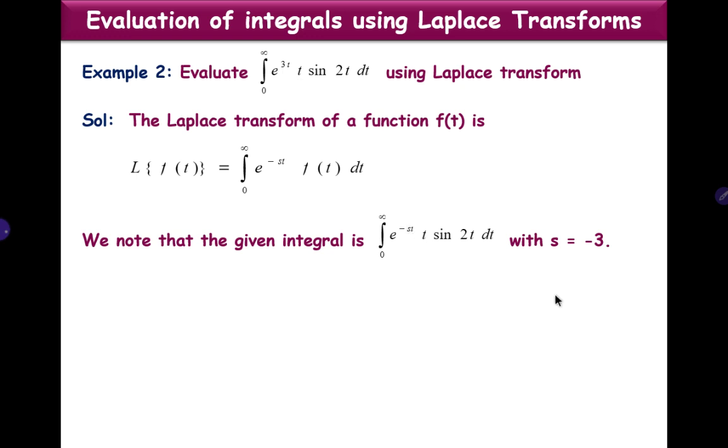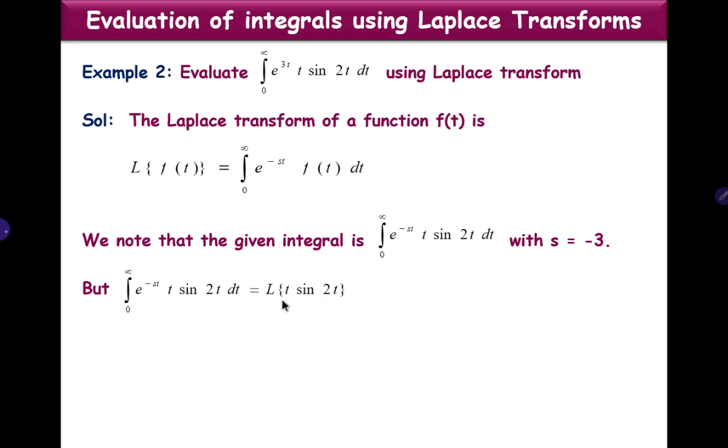What is s here? s is equal to minus 3. If we put s equal to minus 3 here, we get e power 3t. So s is minus 3 in this case. Now if we compare this integral with the integral in the definition of Laplace transform, in place of f of t, we have here t sine 2t. Therefore, this integral is equal to the Laplace transform of t sine 2t.